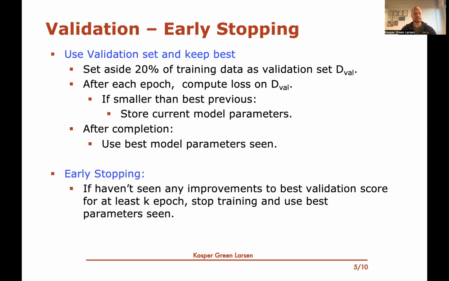Now, early stopping is a technique to add to this if you want. The basic idea in early stopping is that as we train and keep going, if at some point we haven't seen any improvement to the best validation score for at least some k epochs, maybe you hard code k to be 100 or 10, depending on how slow it is to run an epoch, then you just stop training and use the best parameters seen so far. So it's a way to cap the training time.